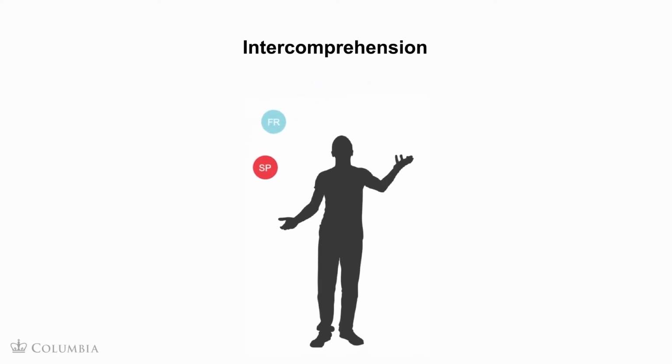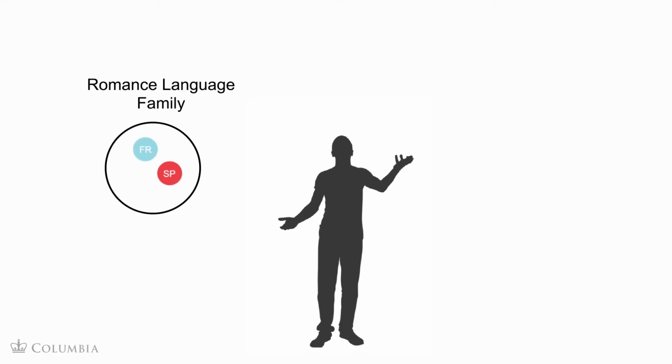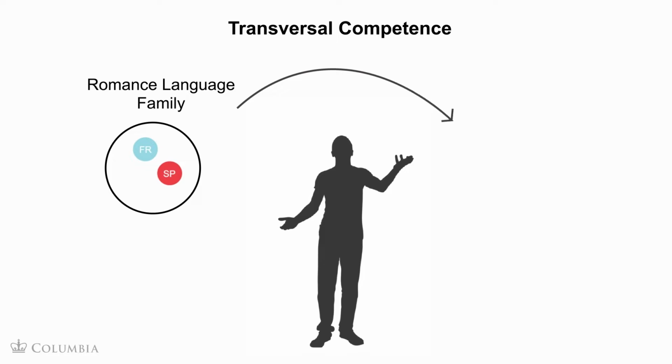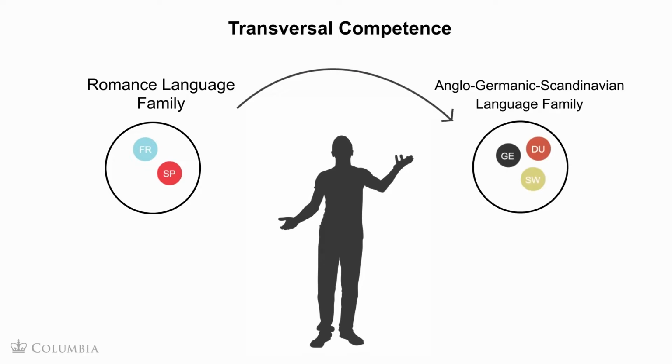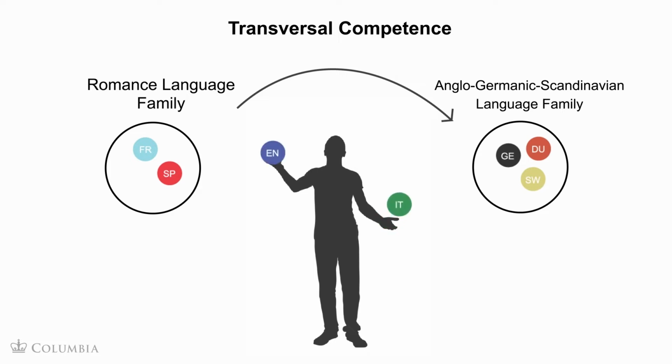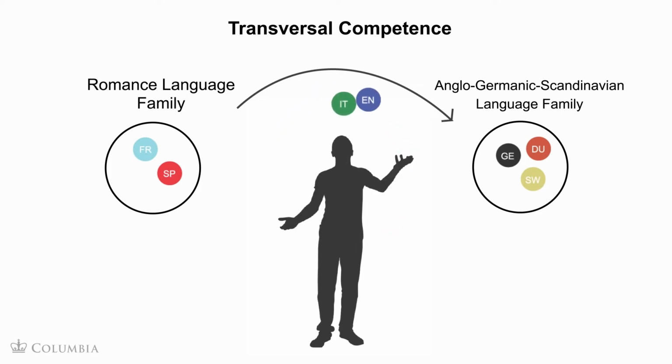For instance, they will be able to focus on similar linguistic features between the language or languages they know to understand other languages from the same family. This transversal competence can later be extended to other language families. For instance, from Romance languages to Anglo-Germanic Scandinavian languages, or, if you know two languages, like Italian and English, you may have access to other languages from two different linguistic families. Therefore, no language is ever really foreign.